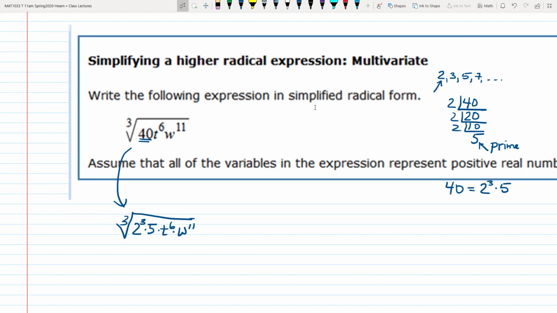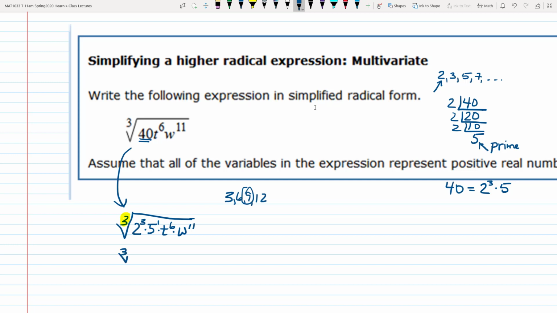All right, now we focus on the index. We have an index of 3 here. So we're interested in having powers of 3 or multiples of 3 in the exponents inside the radical, because those are the ones we can simplify. So 3 is divisible by 3. 1 is not, but it's smaller than 3, so there's nothing we can do with that. 6 is divisible by 3. But 11 is not, but 11 is much bigger than 3. So you think about the multiples of 3. 3, 6, 9, 12. The biggest one less than 11 is 9.